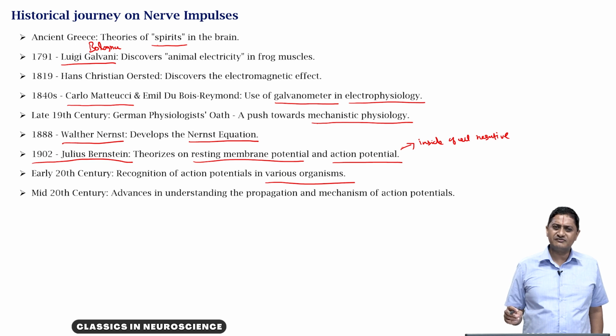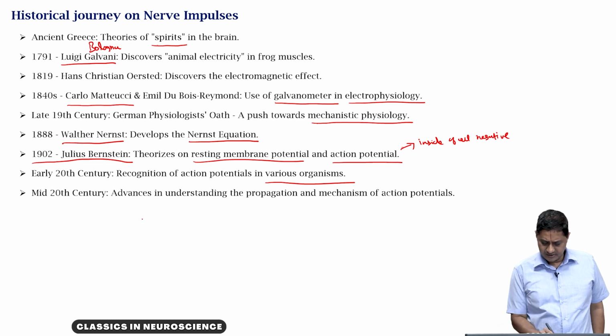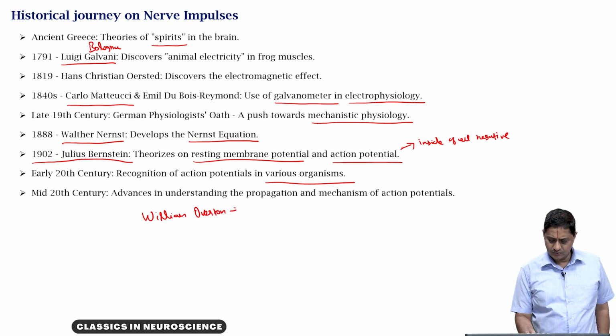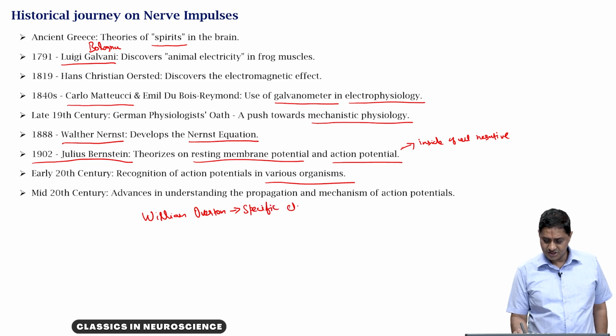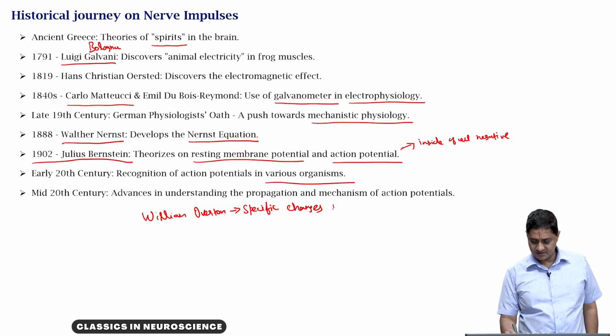So, what happens is that for a very brief amount of time there is a sudden change in the resting membrane potential of the cell. This was an explanation given by Julius Bernstein. Around the same year, William Overton suggested that the action potential was due to specific changes in sodium and potassium currents.